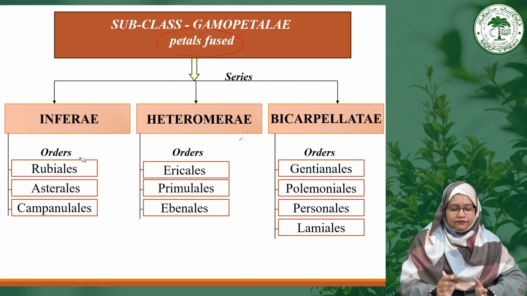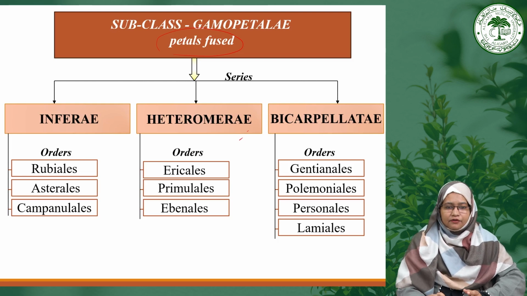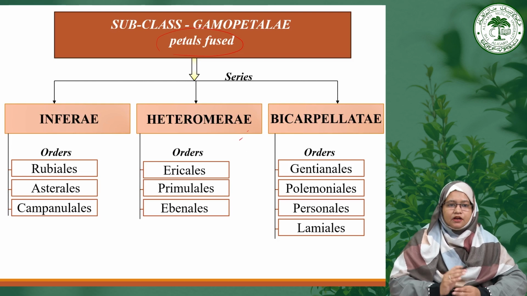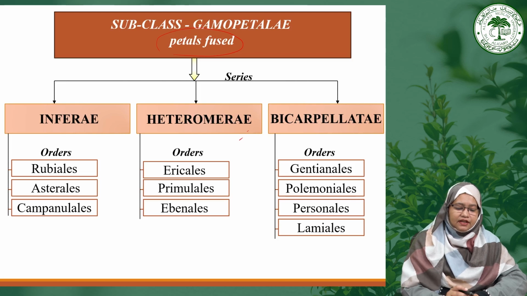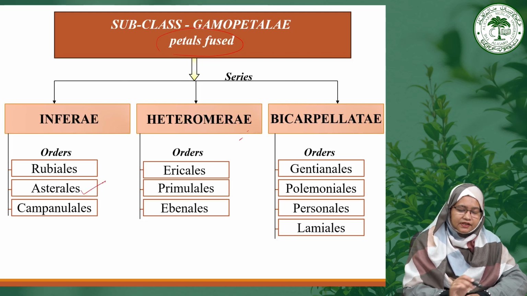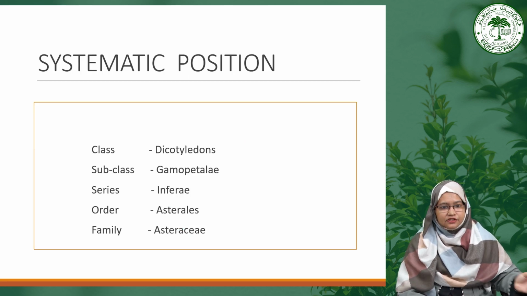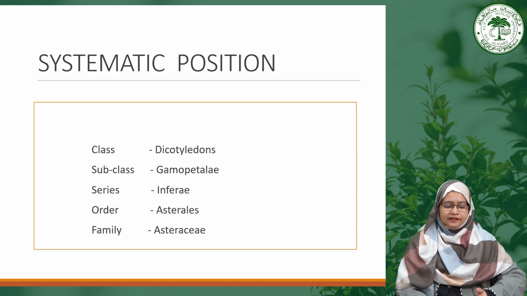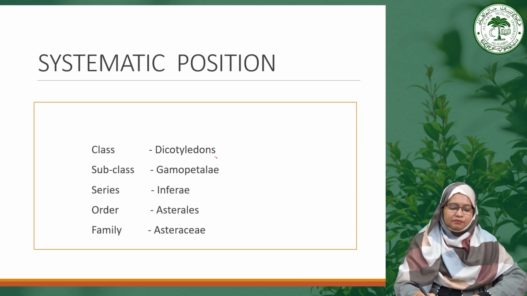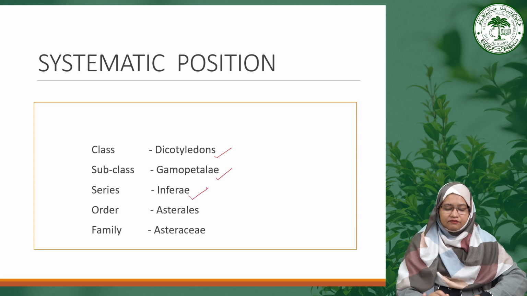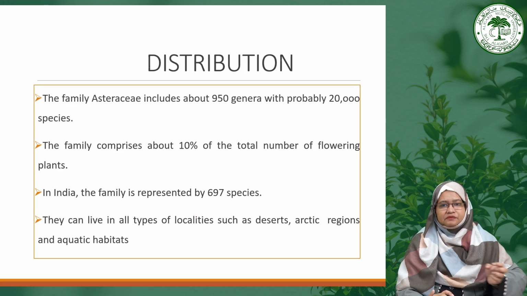We will study the Inferae, we don't have any representative family from the Heteromerae, and then we will study the Bicarpellatae. Starting with the series Inferae, we will study the order Asterales, as we are going to study the family Asteraceae in the order Asterales. According to Bentham, this family is placed in Dicotyledons, the subclass is Gamopetalae, meaning the petals are fused, the series is Inferae, meaning the ovary is inferior, the order is Asterales, and the family is Asteraceae. This is by the Bentham system of classification.